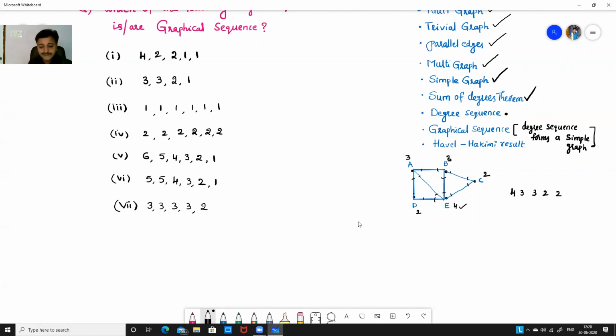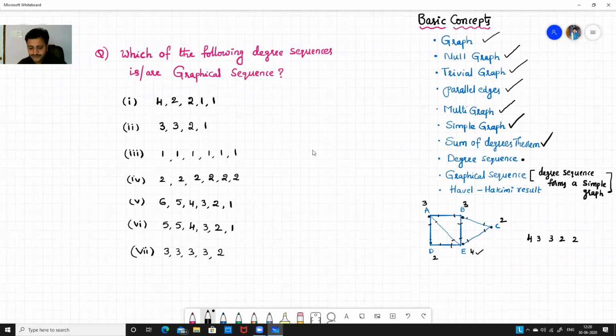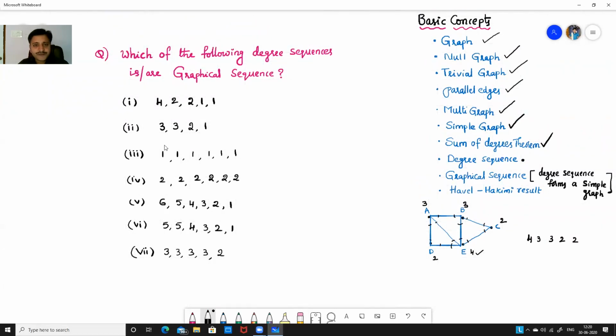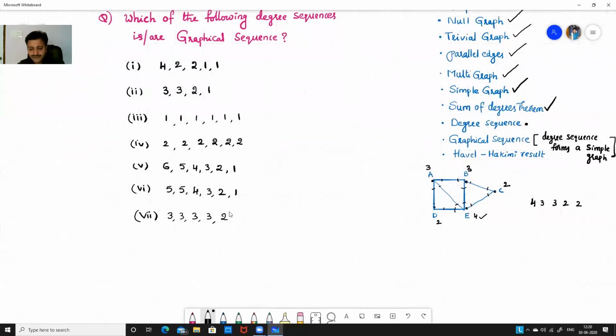Correct? Let me see which of the following degree sequences represents a simple graph. First, verify whether it is in decreasing order or not. Yes. The first example is 4, 2, 2, 1, 1. It is a decreasing order sequence. Therefore, it is called a degree sequence. Okay. The first one is a degree sequence. But I want to verify whether that degree sequence forms a simple graph or not. Is that clear? Observe how many ways we can check whether the given degree sequence is a simple graph or not. There are three methods available. Okay.